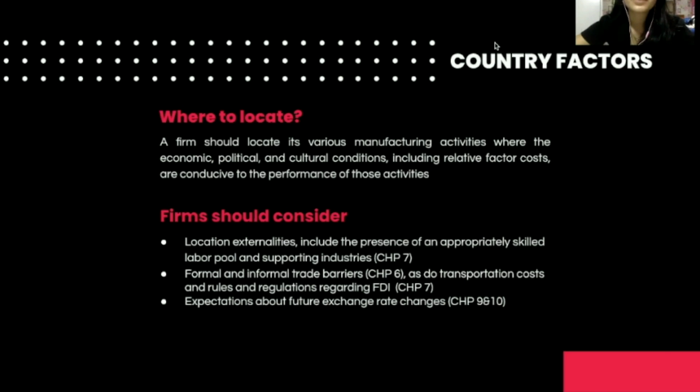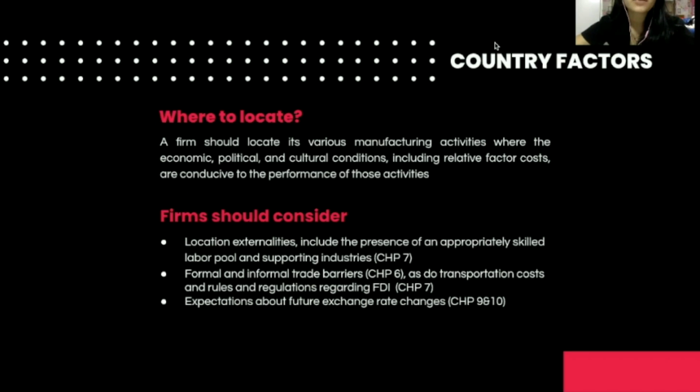Formal and informal trade barriers obviously influence location decisions, as do transportation costs, and rules and regulations regarding foreign direct investment can significantly affect the attractiveness of a country as a production location. For example, although relative factor cost may make a country look attractive as a location for performing a manufacturing activity, regulations prohibiting foreign direct investment may eliminate this option.